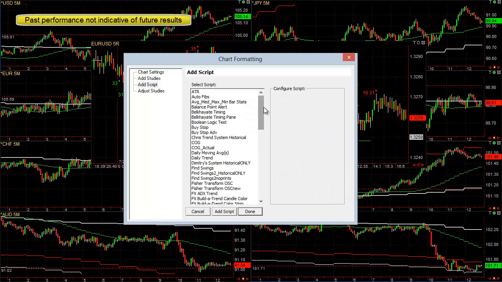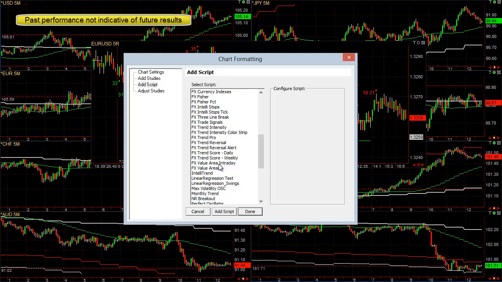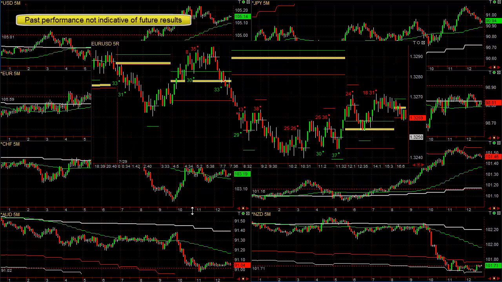Use a tool called FX Value Areas Intraday, and use either 60 or 4-hour data. And what this does is it shows you where most traders have positions over the previous 4-hour period. So the previous 4 hours, this is where most traders have positions. So you don't really want to be buying right underneath it or here.